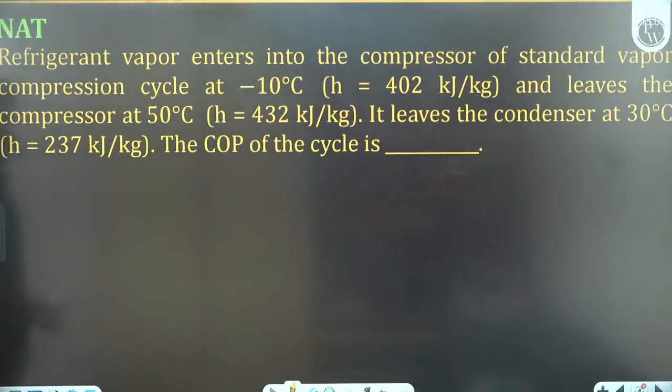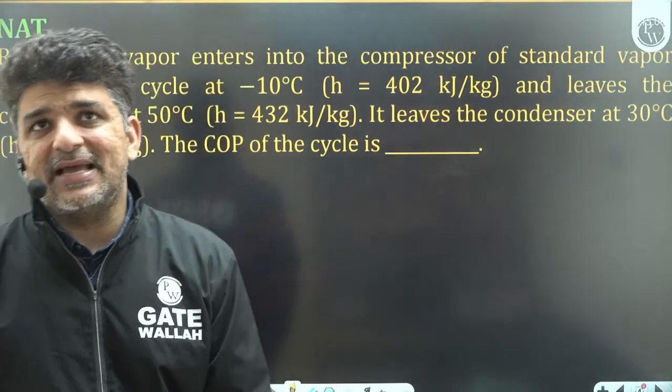It says refrigerant vapor enters the compressor of a standard vapor compression cycle at minus 10 degrees centigrade, where enthalpy is 402, and leaves the compressor at 50 degrees centigrade, where enthalpy is 432. It leaves the condenser at 30 degrees centigrade with enthalpy 237. The COP of the cycle is?